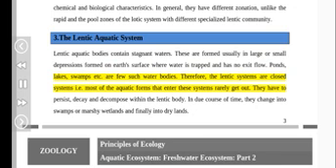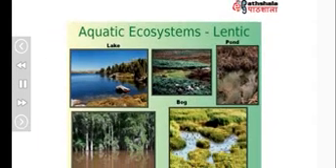Therefore, the lentic systems are closed systems, i.e. most of the aquatic forms that enter these systems rarely get out. They have to persist, decay and decompose within the lentic body. In due course of time, they change into swamps or marshy wetlands and finally into dry lands. Fig. 1. Examples of lentic ecosystem.